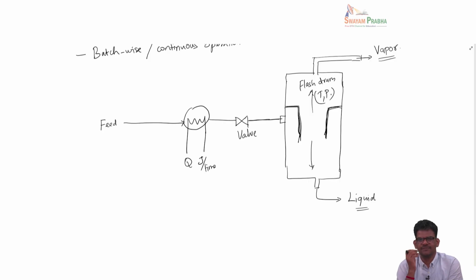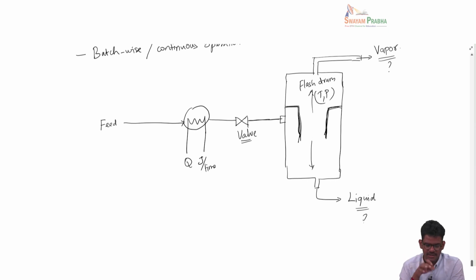So the kind of question we may want to ask in this kind of operation is that we may say, well, there is a feed flowing at a particular flow rate, and it is a liquid mixture, and then let's say we heat it, and then we adjust the pressure and temperature, and then we want to see what would be the composition of the vapor and liquid.